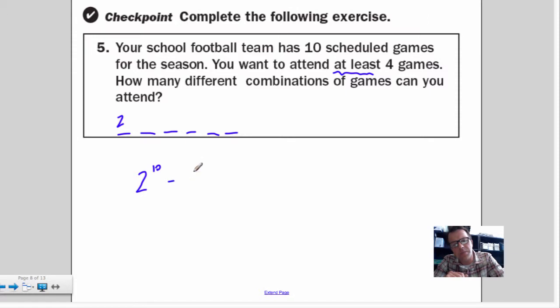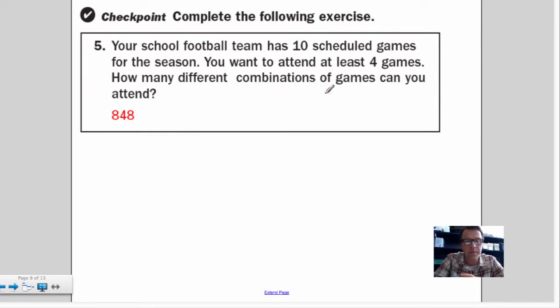But then you need to subtract away the case where, if I want to attend at least 4 games, take away 3 games that you go to, 2 games that you go to, 1 game that you go to, or no games. See if you can get it. There's the final answer. So again, going back to, you should have written 2 to the power 10. That's I choose to go to all the games, and then take away where I don't go to any games.